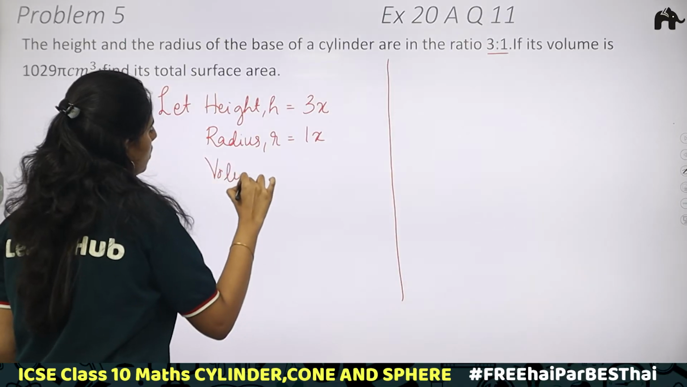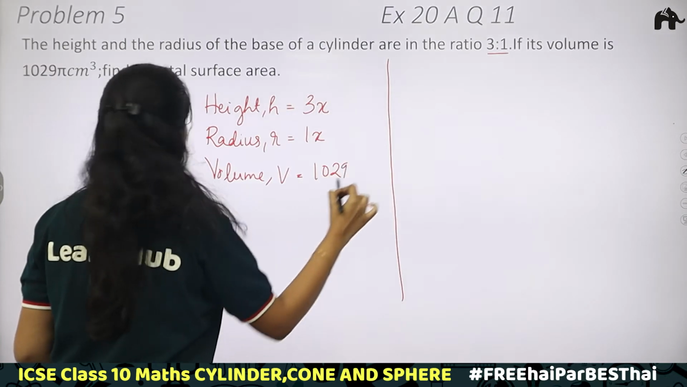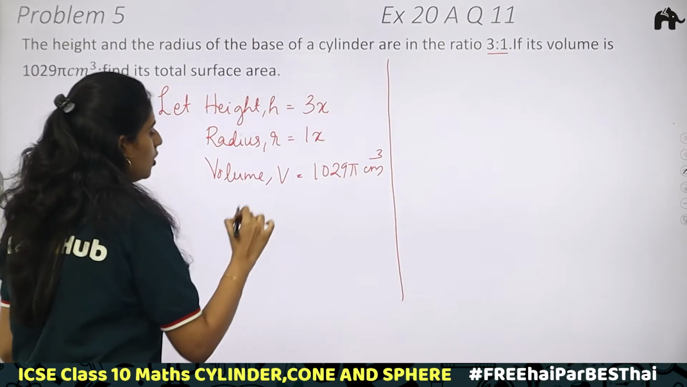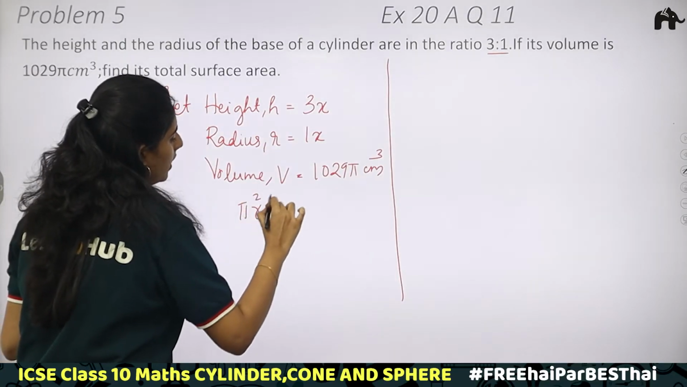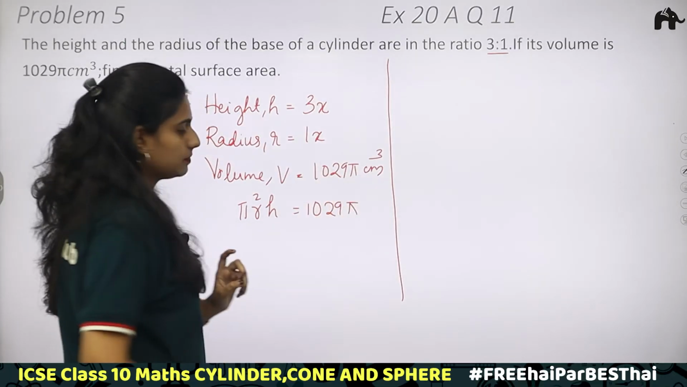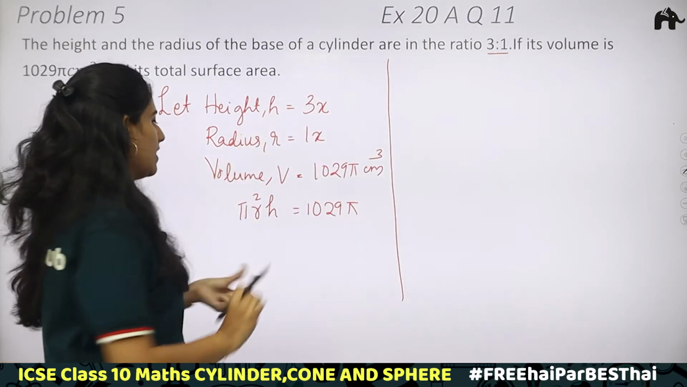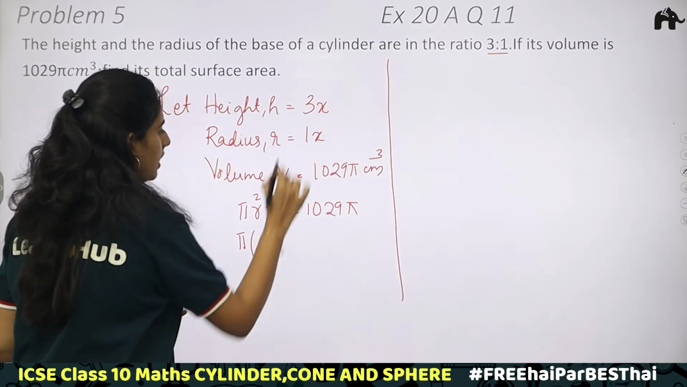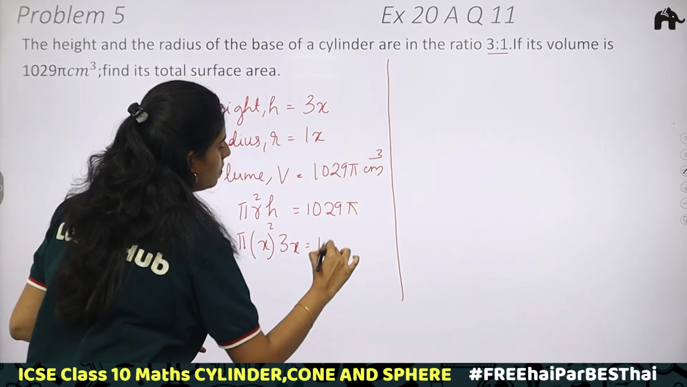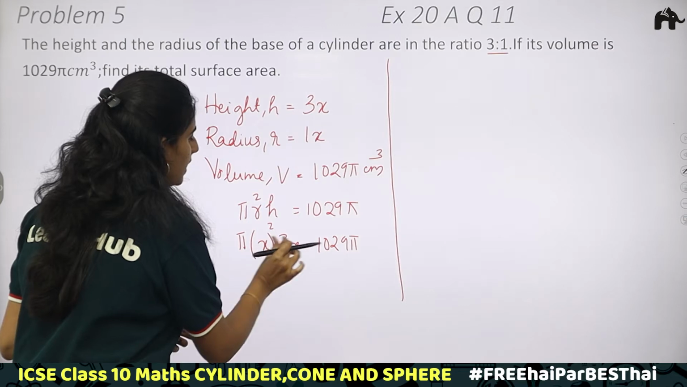Volume is given. Volume V is equal to 1029 pi centimeter cube. How to find volume? Volume is pi r square h. Pi r square h is 1029 pi. Okay. We have r is equal to 1x and h is equal to 3x. Substitute here. Pi into x square, h is 3x, is equal to 1029 pi. Okay, we need to find the value of x.